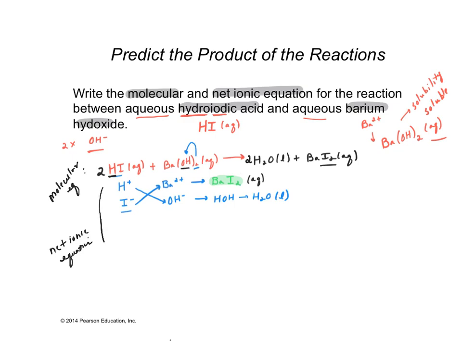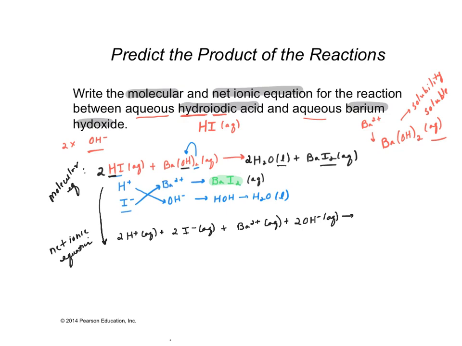So now let's go about predicting the net ionic equation. I'll go ahead and do it the hard way and then hopefully simplify it and you can see the easy way. So the hard way, I'm going to go through the complete ionic. So I'm going to break everything apart. So we've got 2 H+. We've got 2 I minus. We've got a barium, AQ. We've got 2 OH minuses. Now we'll go to our products.